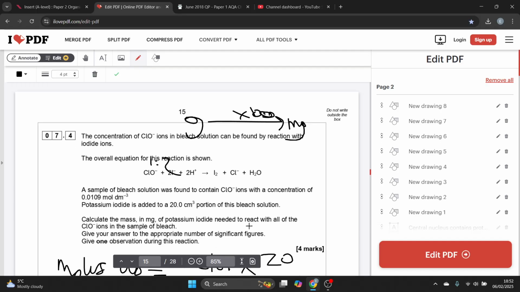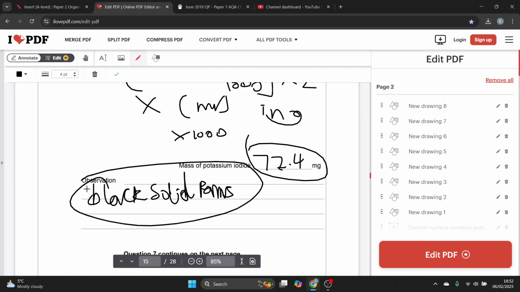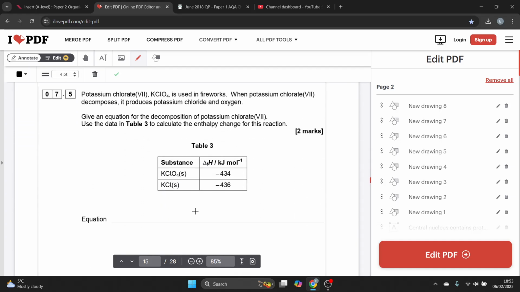State observation. Black solid forms. Black solid forms. Or we could say the solution turns brown. Question 7.5.